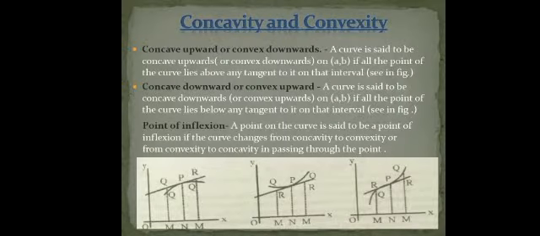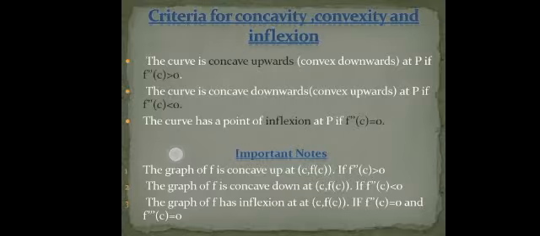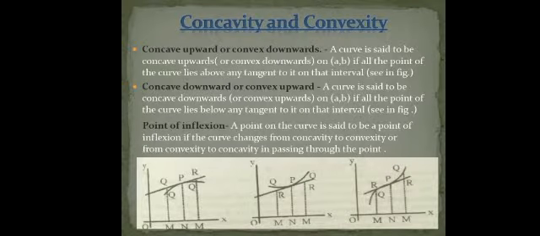Now, concavity and convexity of a curve. Concave upward or concave downward. A curve is said to be concave upward or convex downward on (a, b) if all the points of the curve lie above the tangent to it on that interval. See here. And a curve is said to be concave downward or convex upward on (a, b) if all the points of the curve lie below any tangent to it on that interval.